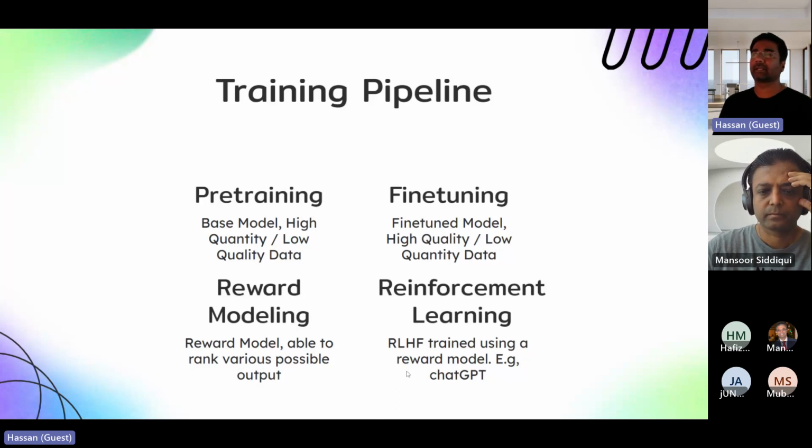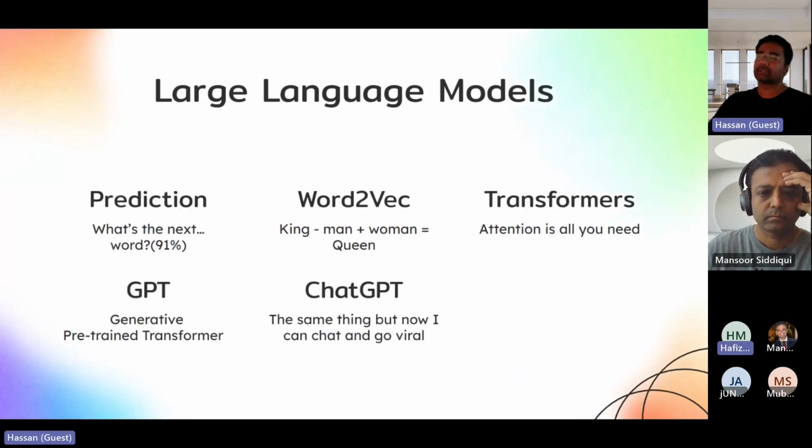And then what we find is that currently the state-of-the-art models that we have nowadays, ChatGPT, Claude by Anthropic, Bard by Google, these are all RLHF models. So this is kind of the jump that we make from GPT, which is just our base model, to ChatGPT.